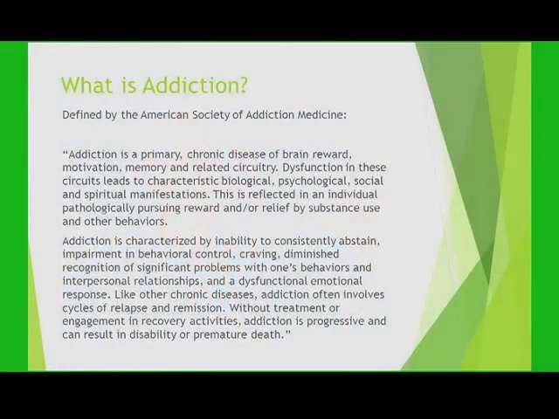So this is, I know it's lengthy. I don't necessarily need to read it, but addiction is a primary chronic disease of brain reward, motivation, memory, and related circuitry. Dysfunction in these circuits leads to characteristic biological, psychological, social, and spiritual manifestations. This is reflected in an individual pathologically pursuing reward and/or relief by substance use and other behaviors. So this is important. There's a lot in this definition, and I will break it down a little bit to see some of the components that lead to this.